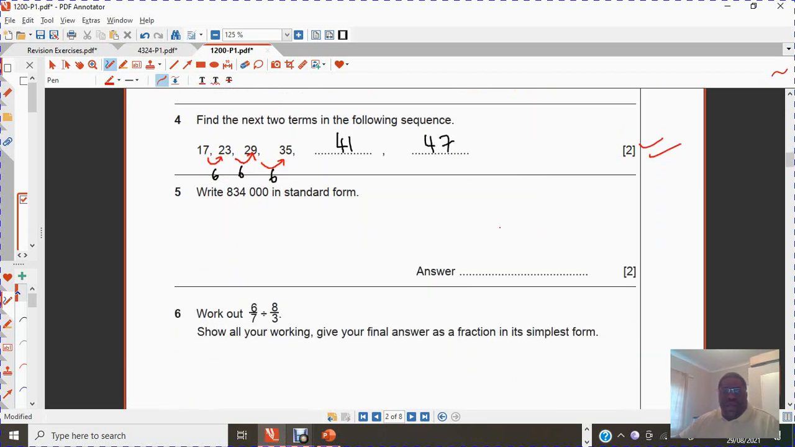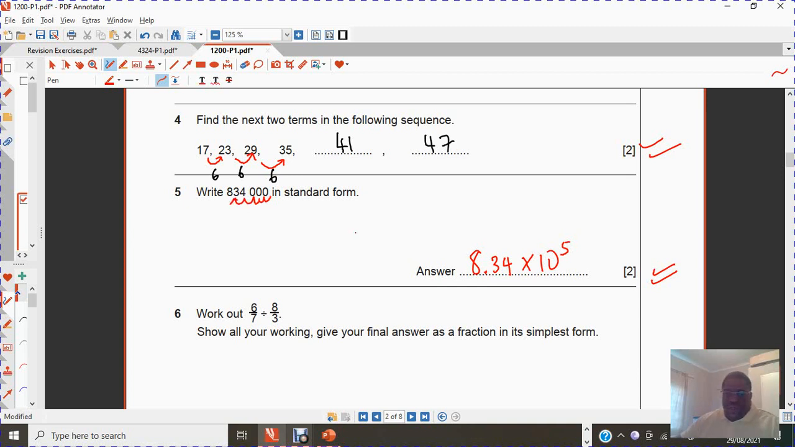They are saying you must write 834,000 in standard form. So that becomes 8.34 times 10 raised to the power of 5. Remember, 1, 2, 3, 4, 5.